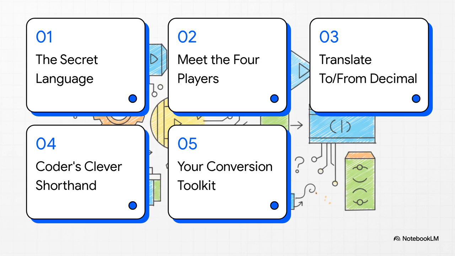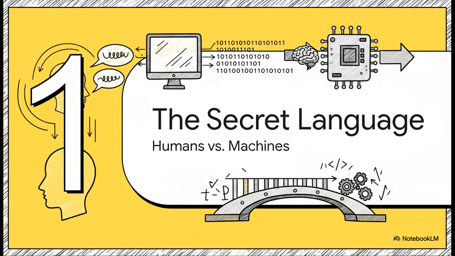All right, so here's our game plan. We're going to start with the why, why there's this communication gap. Then we'll meet the 4 key players in this language game. After that, we'll get into the nitty-gritty of translation, I'll show you a clever shorthand that coders use, and we'll wrap it all up with a handy toolkit so you can do this yourself.